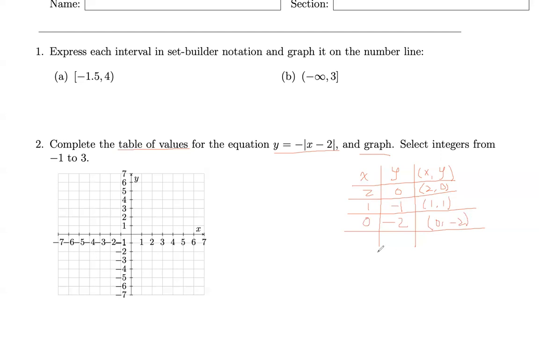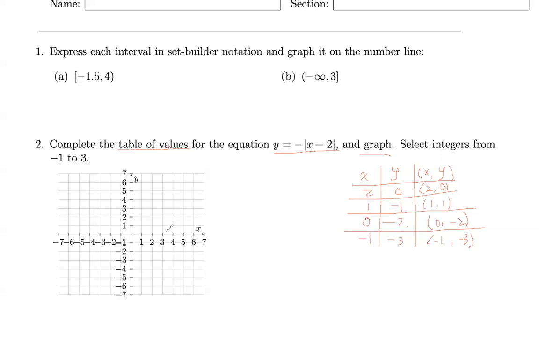We may give more values. Let X be negative 1 maybe. Negative 1 minus 2 is negative 3. Absolute value of negative 3 is positive 3. Then we have the negative sign there, so we get negative 3. So we get negative 1 comma negative 3. All right, so I have those 4 points.